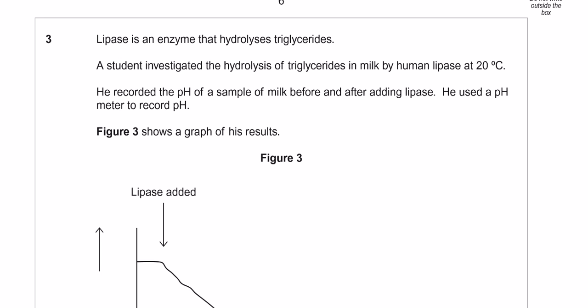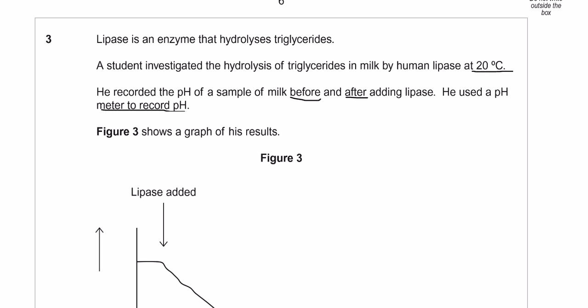Okay, this is question 2. I know it says question 3, but this is question 2 in your test. And it's related to enzymes, and it's telling you lipase hydrolyzes triglycerides, and tells you about a student investigating hydrolysis of triglycerides in milk by human lipase at 20 degrees C. Okay, so 20 degrees C. Recorded the pH before and after adding lipase, and you used a pH meter to record pH.